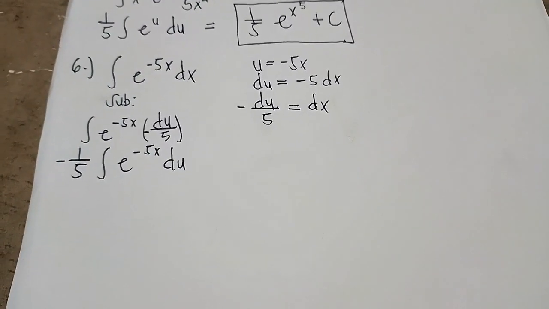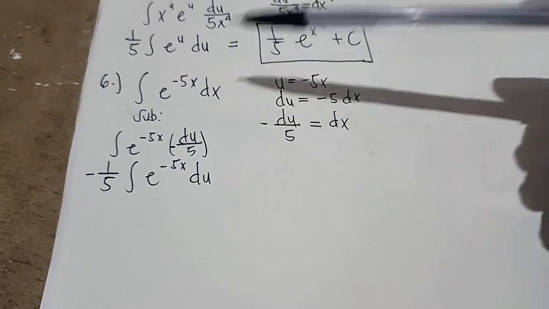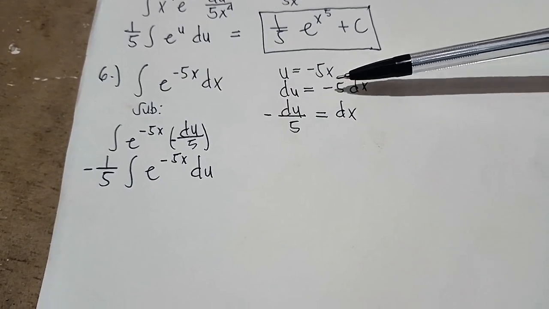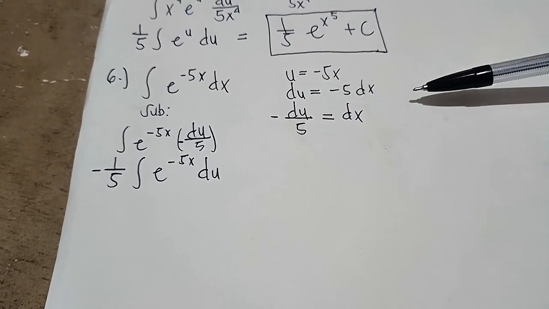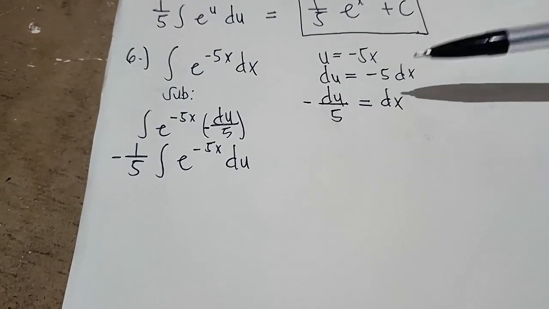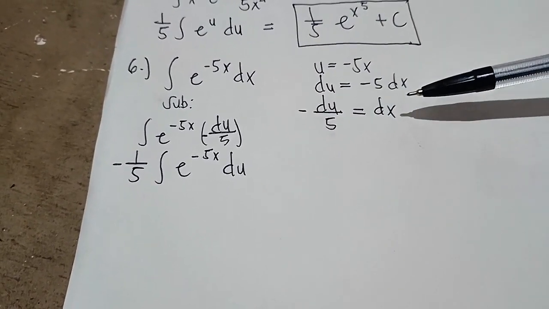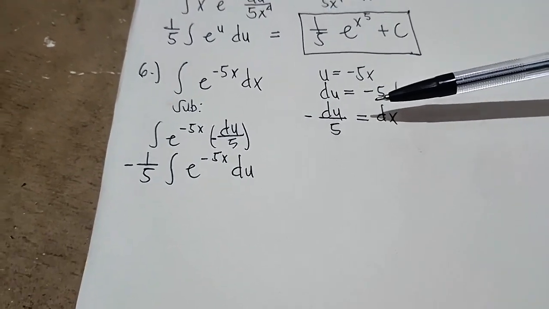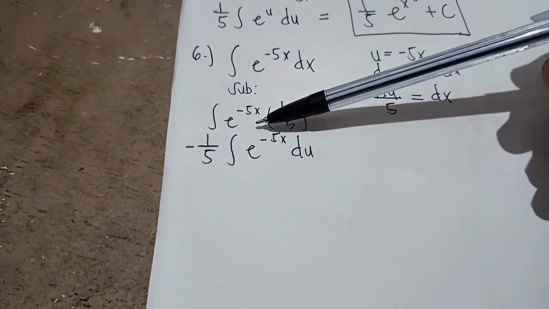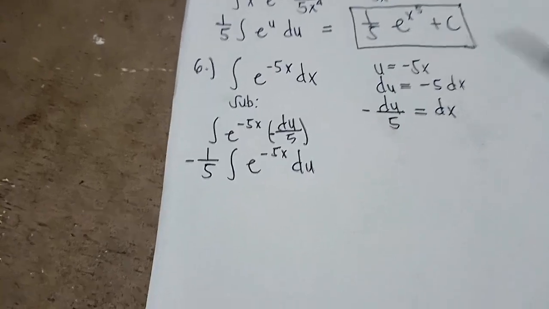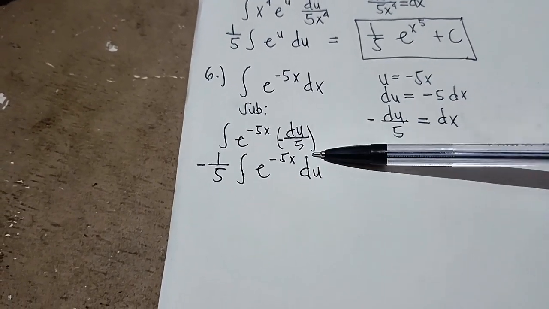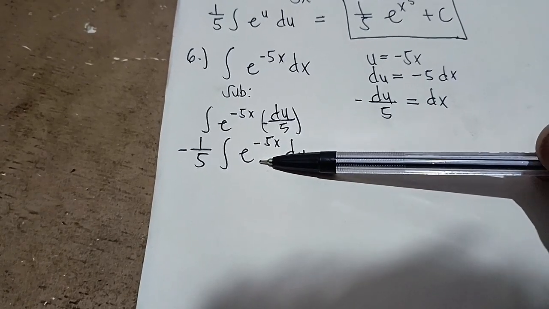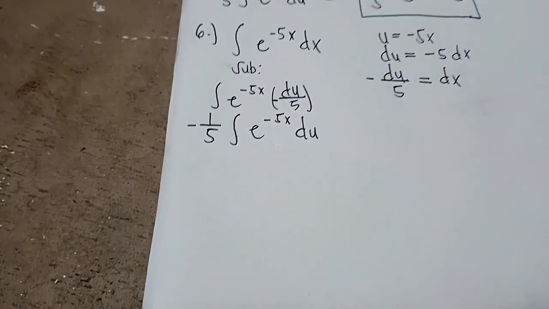We have our example number 6, which is the integral of e to the power of negative 5x dx. So first, we're going to let u be negative 5x. So derivative of both sides, we will have du is equal to negative 5 dx. So cancel out 5, divide both sides. So we will have dx is equal to negative du over 5. So substitute, we will have the integral of e to the power of negative 5x, with dx equivalent to negative du over 5. So simply put negative 1 over 5 outside the integral. Then e to the power of negative 5x du.